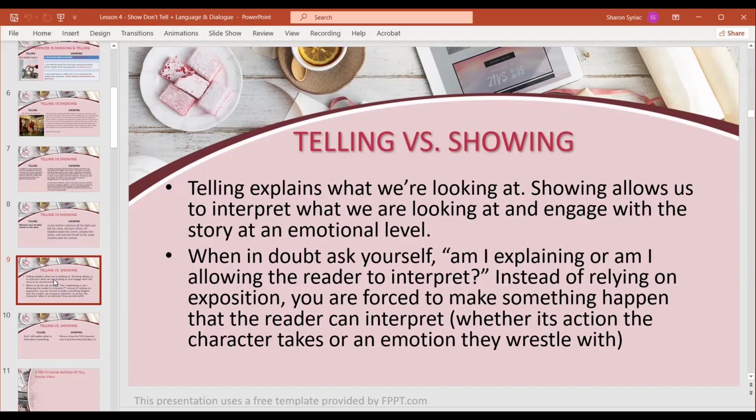And that is what you need to do with your readers. You need to engage them. And how to engage them? You engage them by showing. When in doubt, ask yourself always, am I explaining or am I allowing the reader to interpret? So instead of relying on exposition, which is really telling, when you're showing, you're forced to make something happen that the reader could interpret, whether it's action or emotion that the character takes.